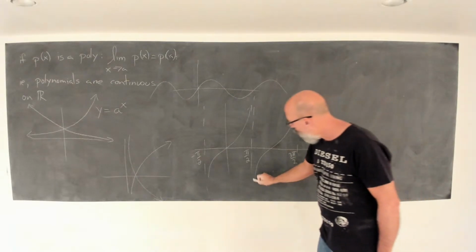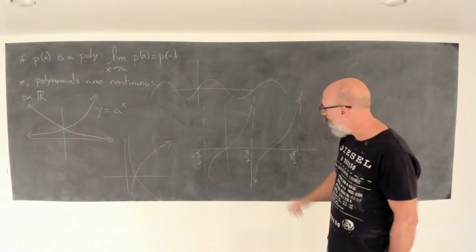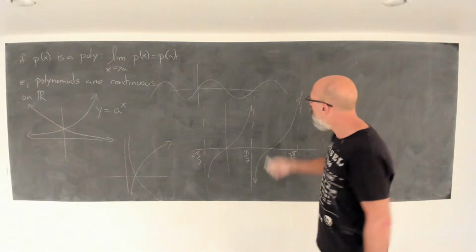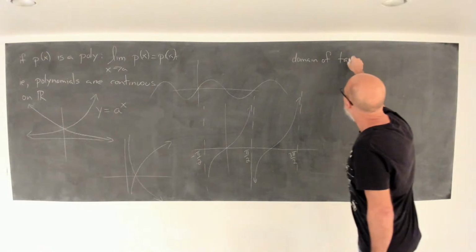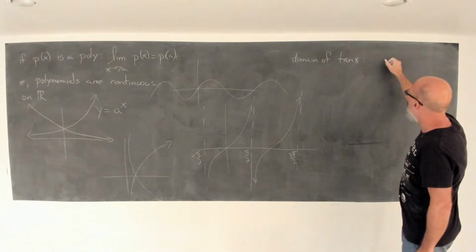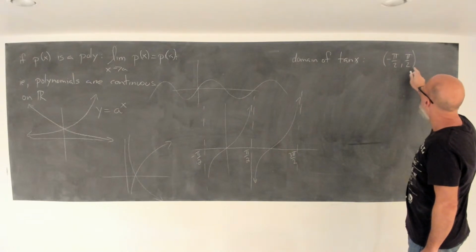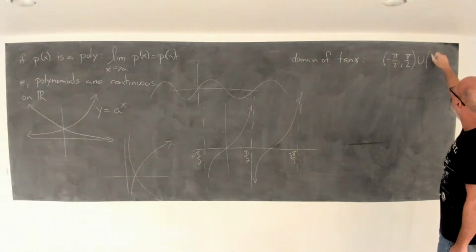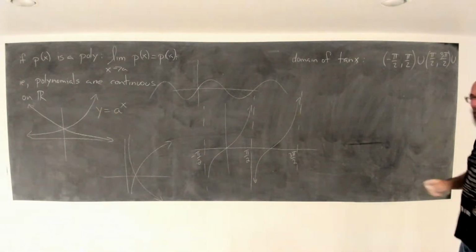And so on. You're worried that you've got an issue at pi over 2, right? You cannot graph it without lifting the pencil from the paper. But what is the domain of tangent? Well, negative pi over 2 to pi over 2, not including pi over 2, right? Because your function is not defined at pi over 2. And then pi over 2 to 3 pi over 2, and so on and so on.